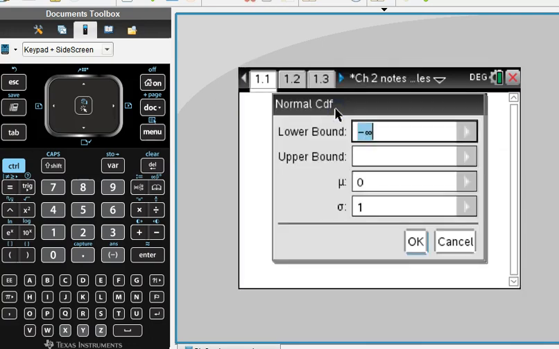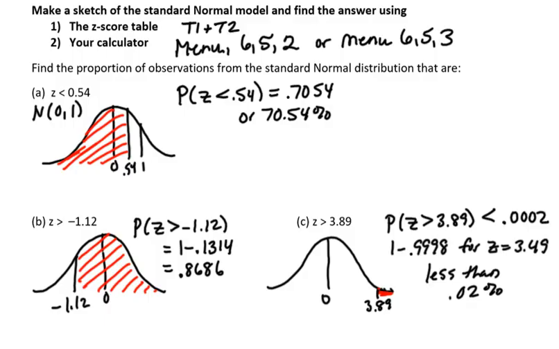So normal CDF, you need to have a lower bound and an upper bound, and then mu and sigma. Mu and sigma by default are 0 and 1. So by default, we're using the standard normal model. So we have to think here when we go back. I'm going to leave this hanging for a second and go back and look at the picture.